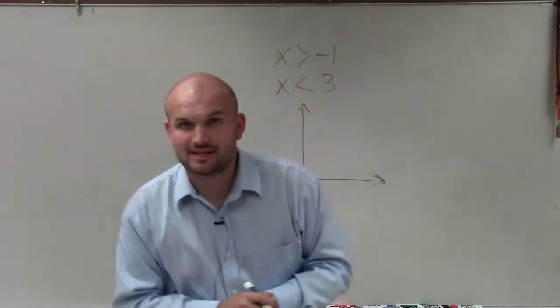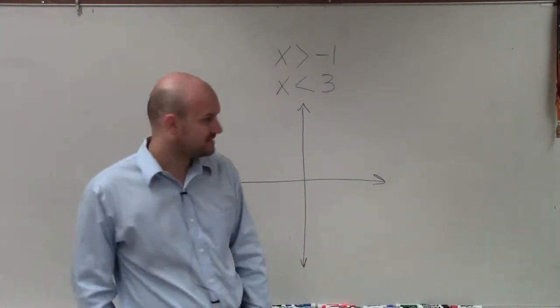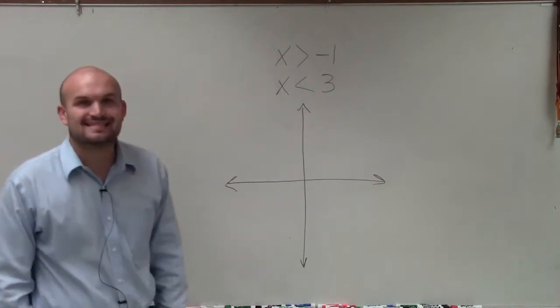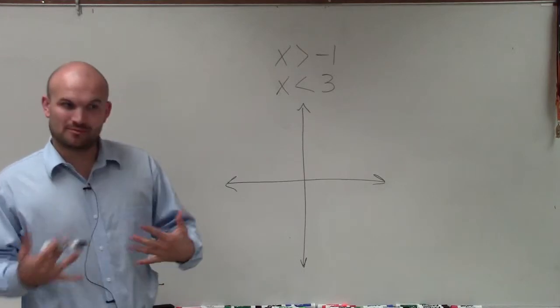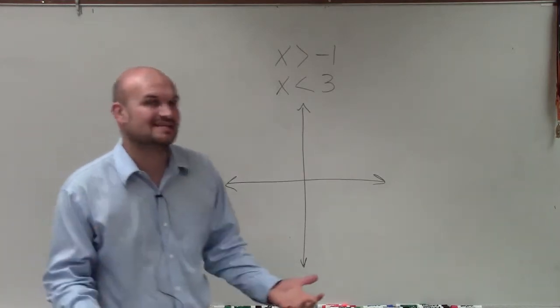Welcome, ladies and gentlemen. So what I'd like to do is show you how to graph this system of linear inequalities. And you can see here we have x is greater than -1 as well as x is less than 3. Now when graphing a linear inequality where we don't have slope-intercept form, there's no x and y's, the easiest thing I'd say to create these would be using a table.